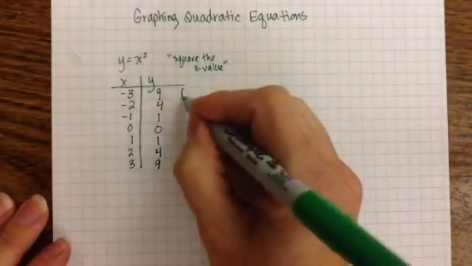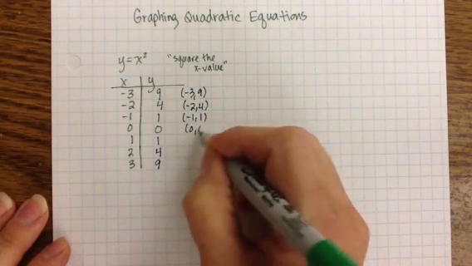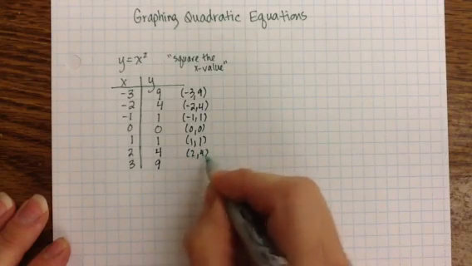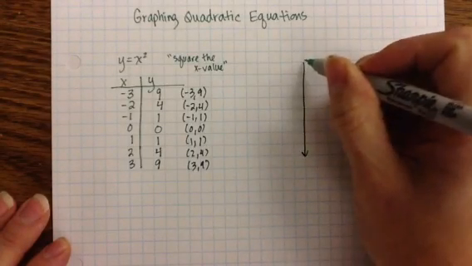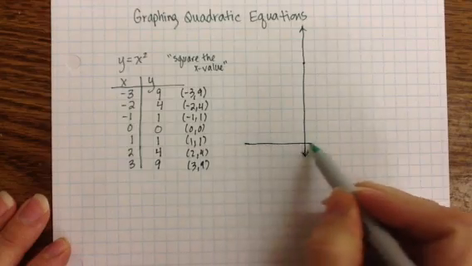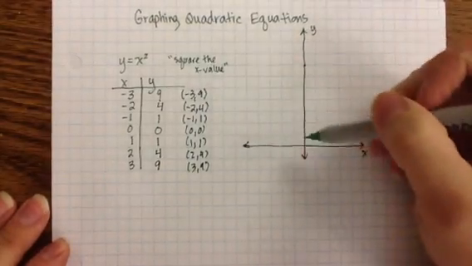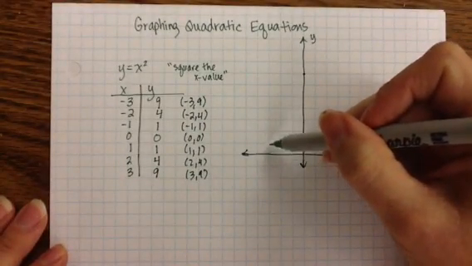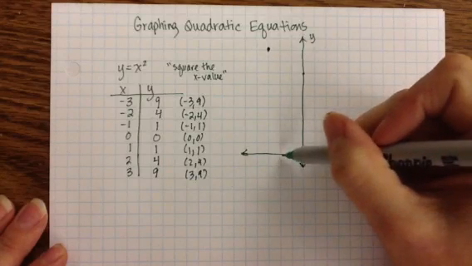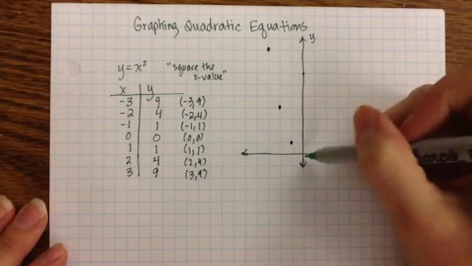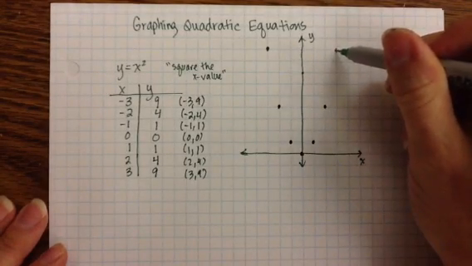This gives us ordered pairs that we can then graph. So I will just write out my ordered pairs. And then we'll create our graph over to the right here. So our first ordered pair is -3, 9. So we'll go -3 on the x-axis and up 9 on the y-axis. Then -2, 4. So -2, 1, 2, 3, 4. -1, 1. 0, 0, 1, 1, 2, 4, and 3, 9.